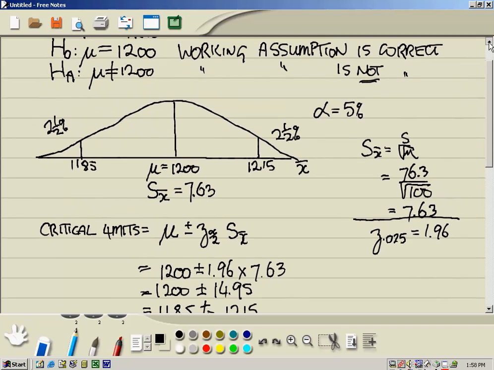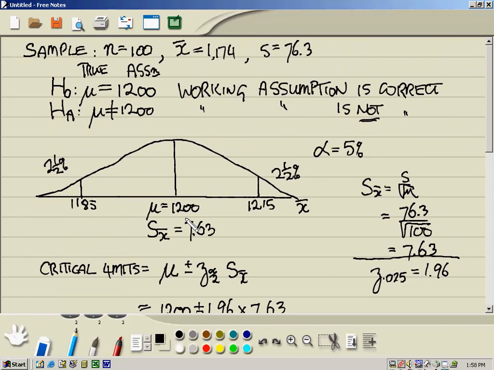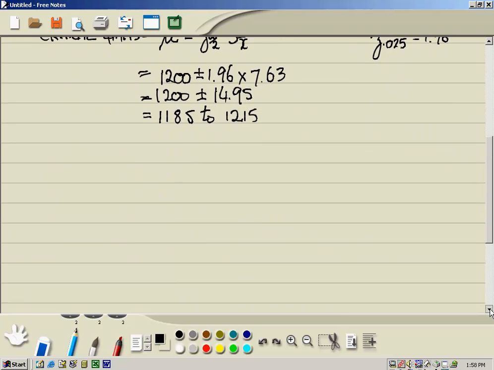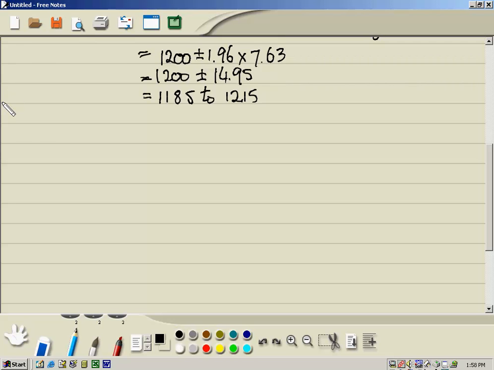So if the null hypothesis is correct, if mu is equal to 1200, if the working assumption is correct, then normal sampling error will put sample averages somewhere between 1185 and 1215. Okay, so we expect to see a value in here if the null is correct. On the converse, we do not expect to see a sample average beyond 1215 or below 1185 if the null is correct. Right, so those ideas form the basis of our decision rule.